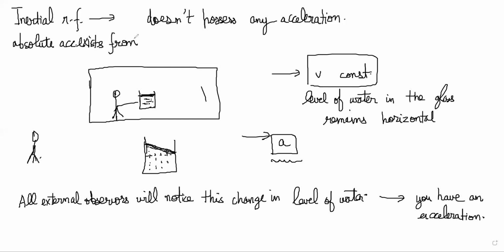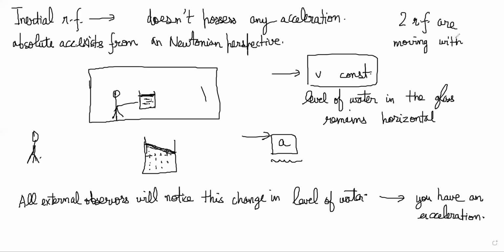We use that to define what is an inertial frame. From a Newtonian perspective, if a frame is inertial, then there is no acceleration in the frame. If the frame is non-inertial, there is acceleration in the frame. Okay, so if two reference frames are moving with constant velocity with respect to each other, then they will be inertial with respect to each other.